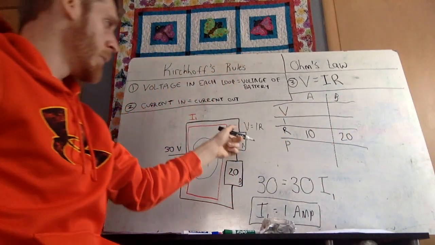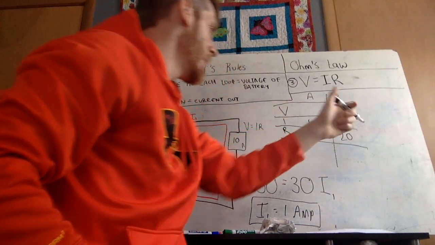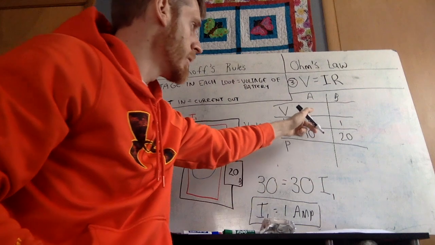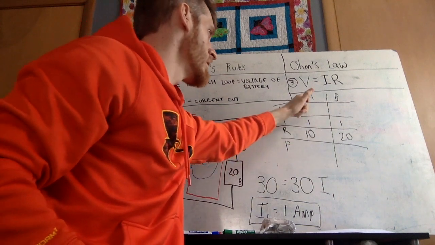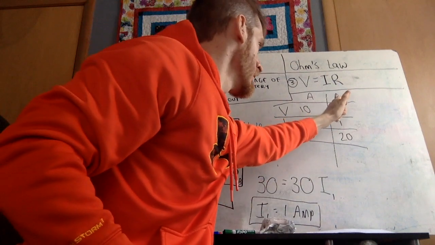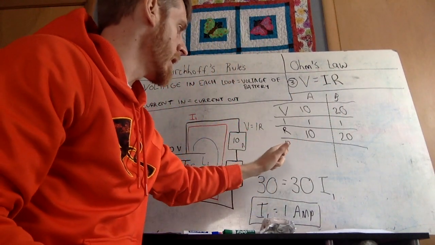I know the current for both of them because they both use I1, which is 1 amp and 1 amp. So I can use V equals IR to figure out how much voltage they each use. The voltage for this one would be 1 times 10, which is 10. The voltage for that one would be 1 times 20, which is 20. And then the power would just be I times V, P equals IV.